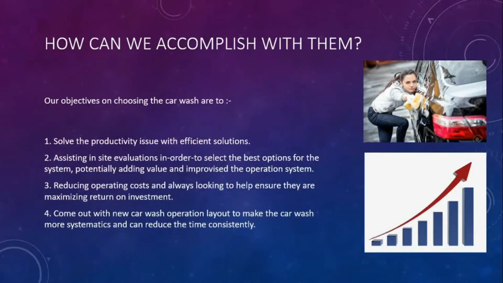Next, how can we accomplish this? Our team has identified some points to improve the car wash business operation. Our objectives in choosing the car wash are four. First, solve the productivity issue with an efficient solution. Second, assist in site evaluation in order to select the best option for the system. Third, reduce operating costs and always look to help ensure they are maximizing return on investment. Fourth, come out with a new car wash operation layout to make the car wash more systematic and reduce the time consistently.